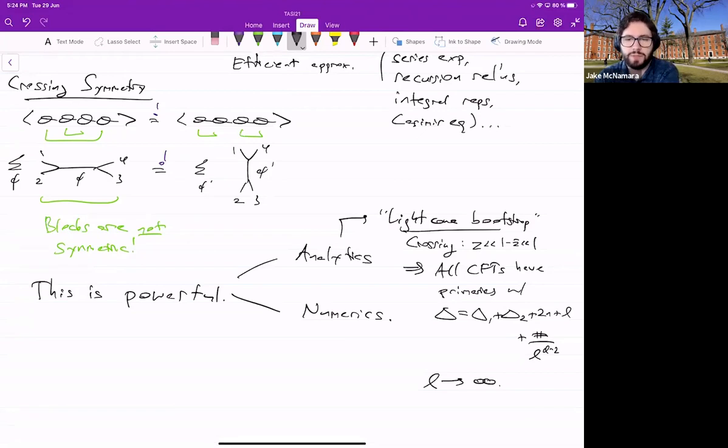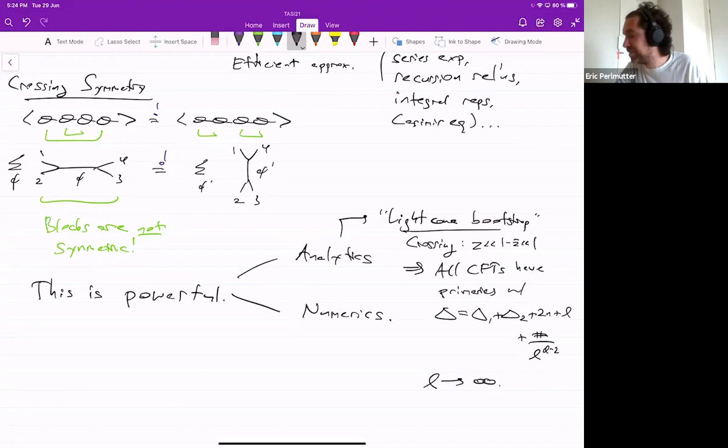Are there more assumptions here? Because what about rational CFTs in dimension 2? Yeah, so this is for dimension greater than 2.